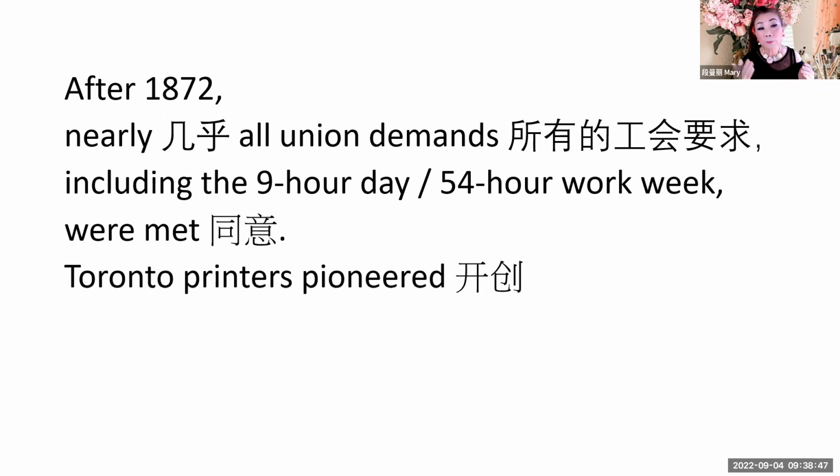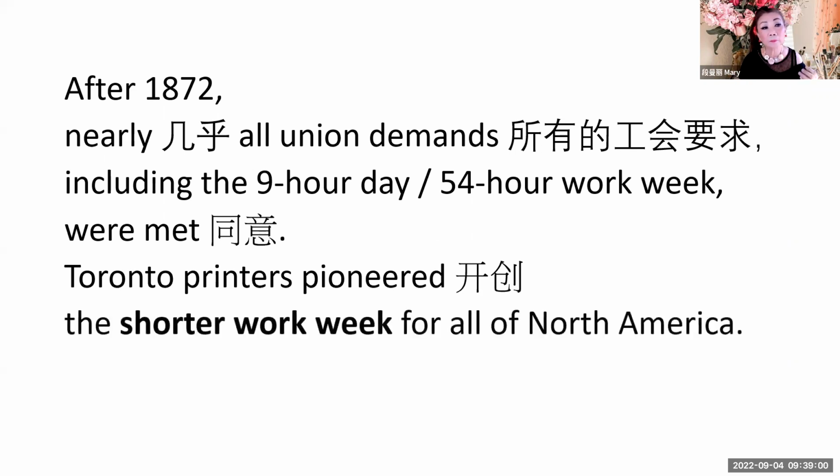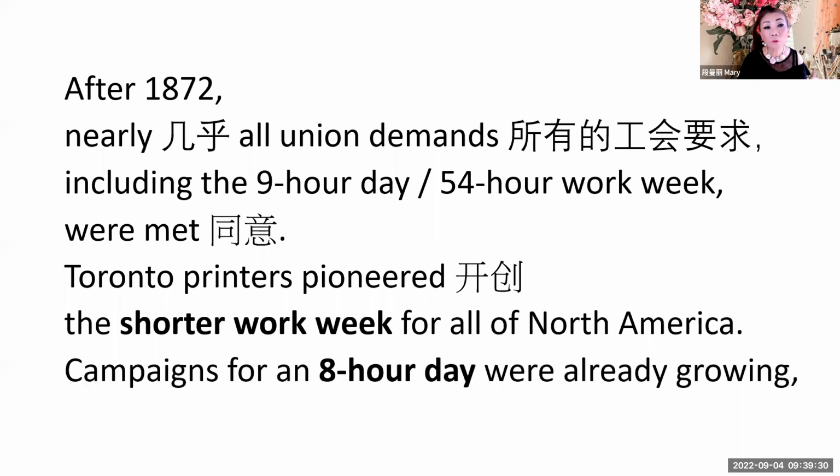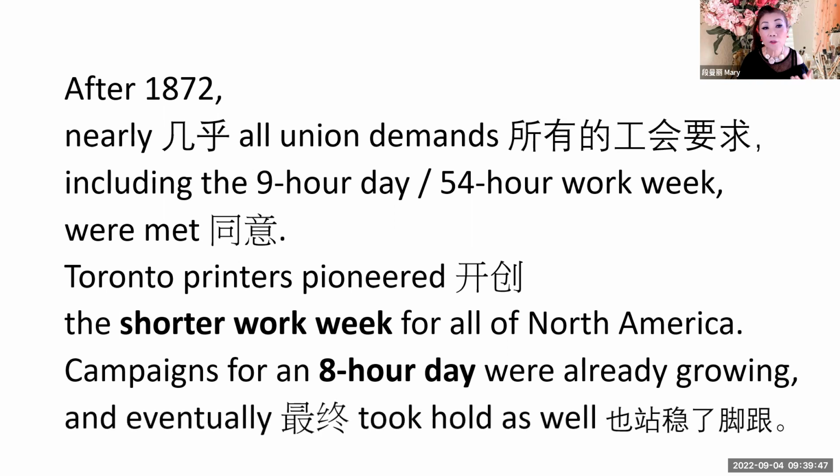And then Toronto Printers, 印刷公司, 印刷 Pioneer, 係開始呢個 Pioneer demonstration on strike, 係 printer 印刷人, the shorter work week, 短啲嘅工作時間短啲嘅工作嘅日子即係 week, 係週, means not a 7-day work week, maybe a 5-day work week for all of North America, 差唔多北美, North America 北美洲北美. Shorter work week for all of North America. Campaigns for an 8-hour day were already growing. So after that, we have 9 hours, 爭取了 9 hours, 9個小時9個鐘頭, 之後咧就有8個鐘頭嘅, 慢慢同意啦, agree, and eventually took hold as well.